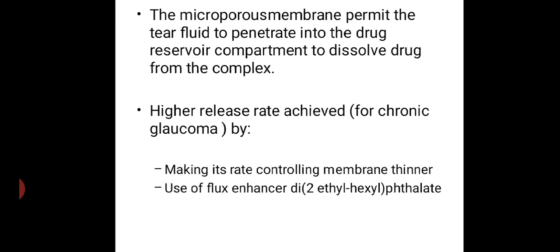The microporous membrane permeates the tear fluid to penetrate into the drug reservoir system, and it slowly releases the drug. And the higher release rate is achieved by making its rate controlling membrane thinner and by use of a flux enhancer. So what happens? The tears penetrate the transparent membrane, enter into the system, and solubilize the drug layer. This drug further again penetrates the membrane and it releases into the cul-de-sac.